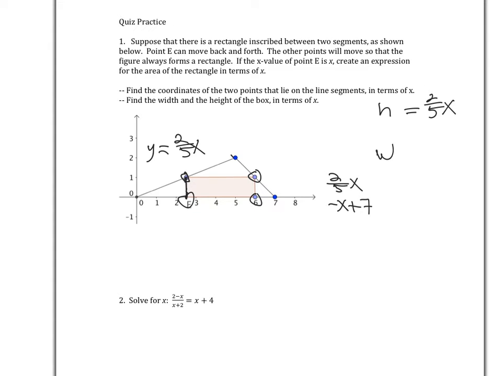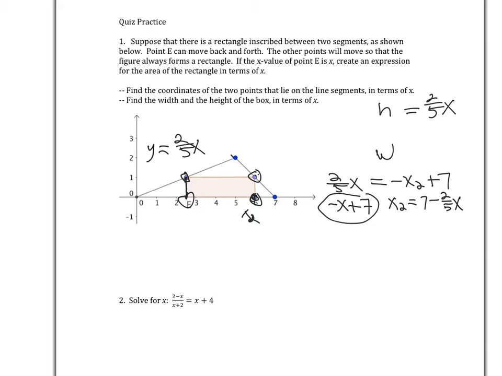So if we call the x-coordinate of this point x2, we know that 2/5 x, which is the y value of this point here, is equal to -x2 plus 7. We just plugged x2, the x-coordinate of this point, into our equation for this line, and we got 2/5 x equals -x2 plus 7. If we rearrange this, we get that x2 is equal to 7 minus 2/5 x.